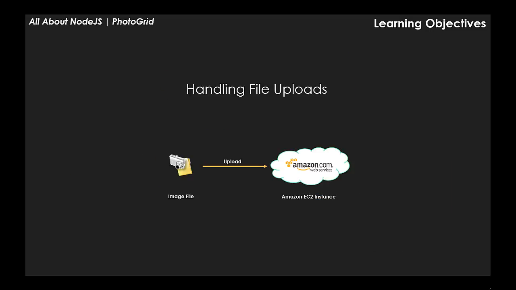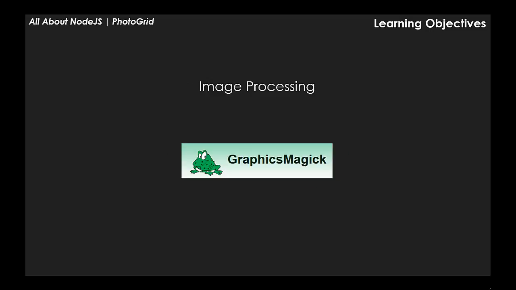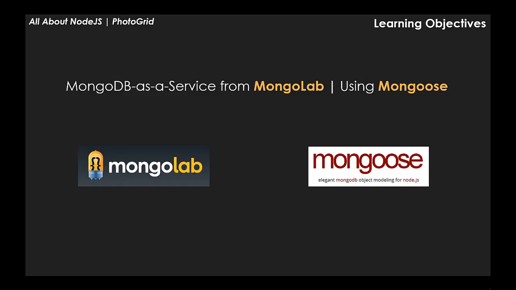So let's take stock from the beginning. We'll first see how file uploads are handled in an Express app. We will then set up and use the Graphics Magic image processing library, which will allow us to resize the photographs down to an acceptable size before we push them into the S3 bucket. Like earlier, we will be using the services of mongolab.com in this project as well, along with the Mongoose module.